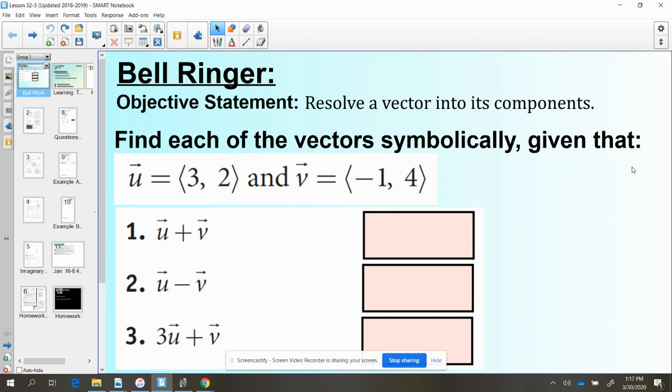So as a warm-up bell ringer here, I want you guys to complete 1, 2, and 3 on your own. Just pause the video for a second and complete those, just to test where you're at with our vectors symbolically doing addition, subtraction, and scalar multiplication.